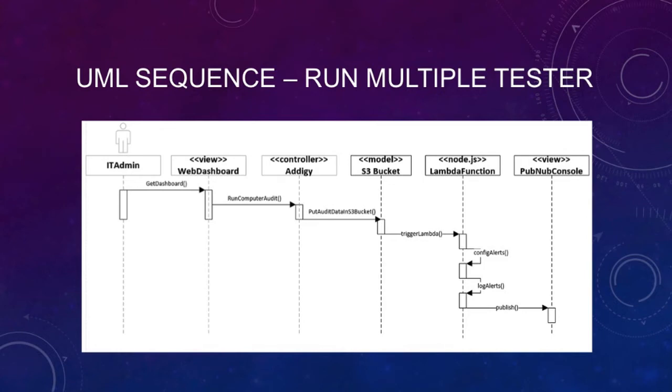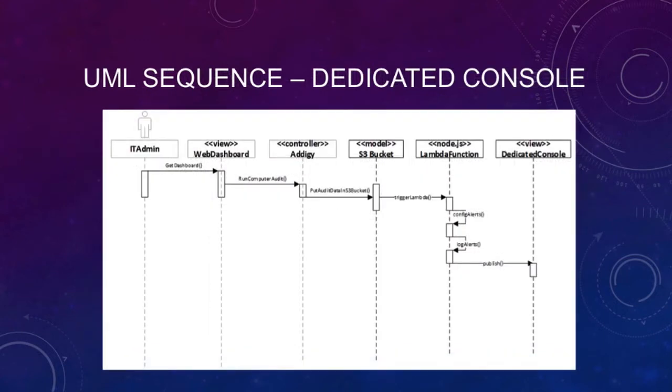Each Lambda function would check the configuration file in the bucket for alert configuration information, find all of the alerts, and log them. Once the alerts have been collected, the functions publish the alert messages to the PubNub console view. The dedicated console is a polished view for displaying the alerts gathered by the multiple run tester while color coding the output based on the computer name.